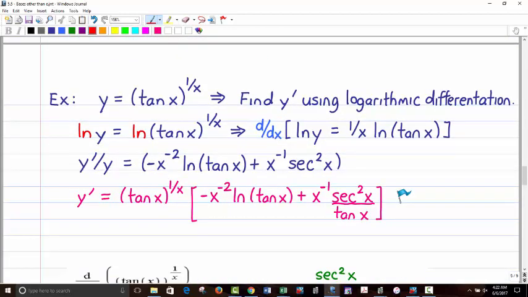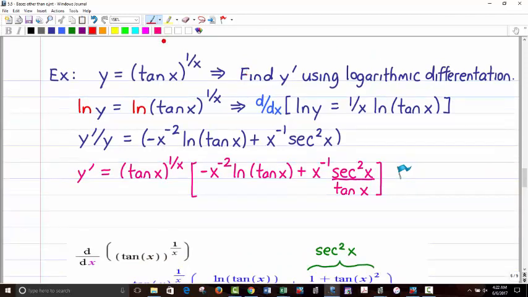So now we have this one, y equals tan of x raised to the 1 over x. So I'm going to ln both sides, which is going to bring, oh, there it is. I went sideways one step. Okay, no problem. That brought this 1 over x down right here.